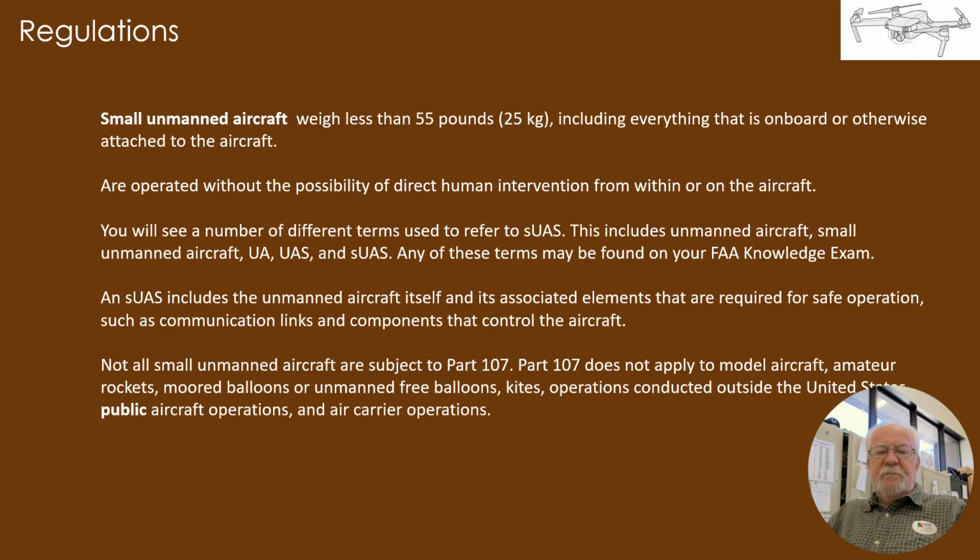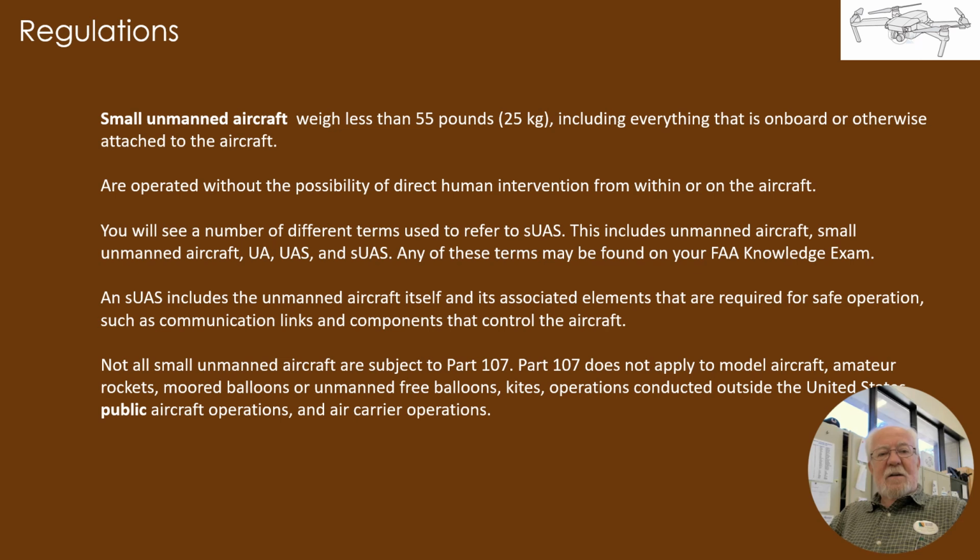Here are definitions that are important to remember that will be tested on this. Small unmanned aircraft weigh less than 55 pounds, including everything that's on board or otherwise attached to the aircraft. So if you attach something to an aircraft that weighs less than 55 pounds and it now weighs 55 pounds, it's no longer a small unmanned aircraft.